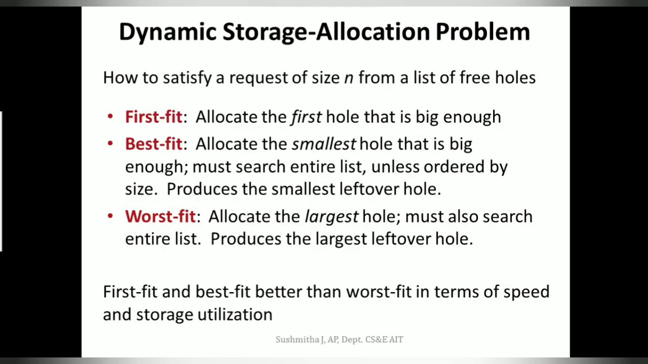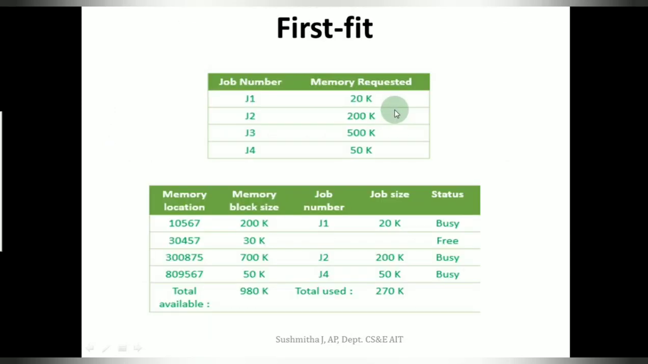Now what is the principle of first fit? It tells us to allocate whichever is the first big hole that we find. Now let us see the illustration. Let me say these are the jobs or processes that I have, each with a memory request. So I have job 1 with a memory request of 20 KB, job 2 with 200 KB, job 3 with 500 KB and job 4 with 50 KB.